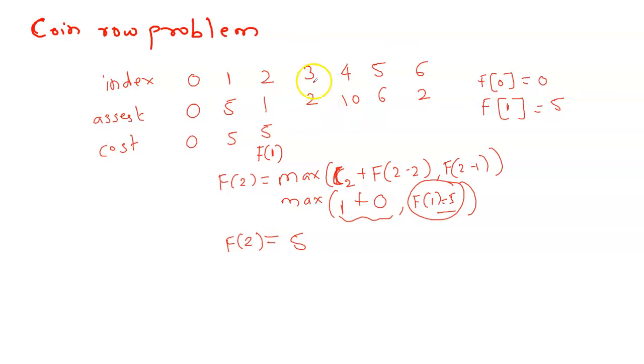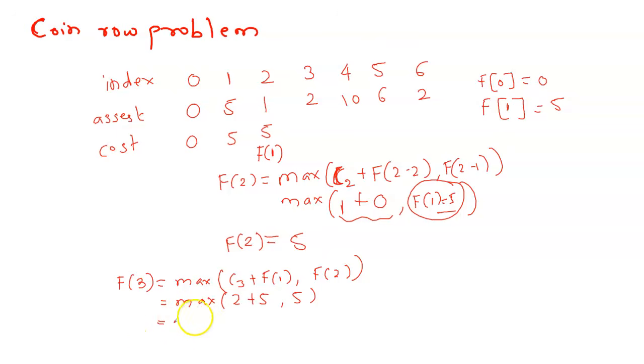Next we need to calculate f of 3. What will be the recurrence relation now? F of 3 equals max of C3 plus f of 1, comma f of 2. I have directly applied the formula here. So this is max of C3, which is 2, plus f1, which is 5, comma the cost we got for f2, which is 5. So this becomes 7 comma 5. Out of these two, 7 is the maximum. So the f3 cost is 7.